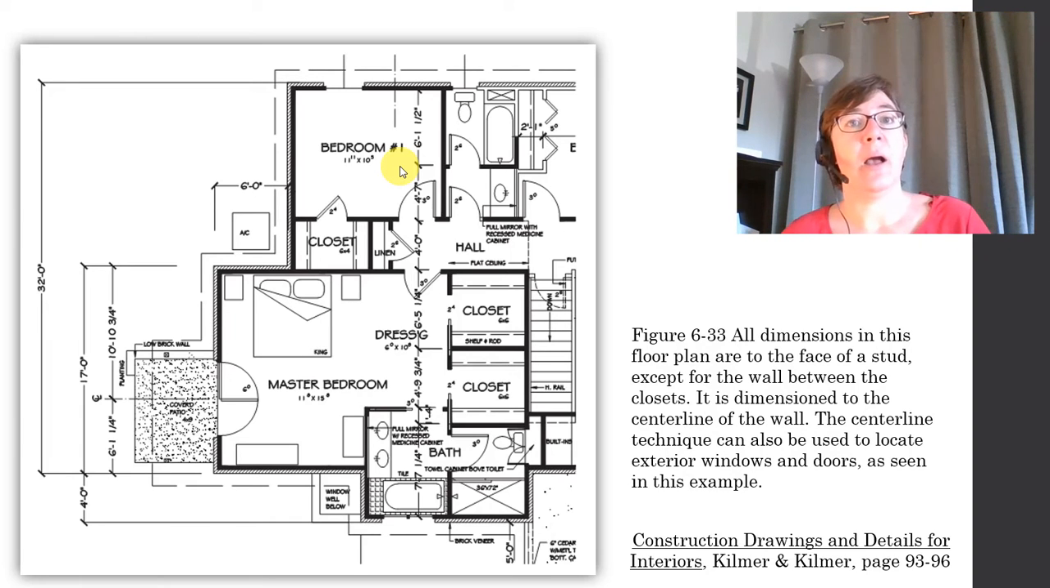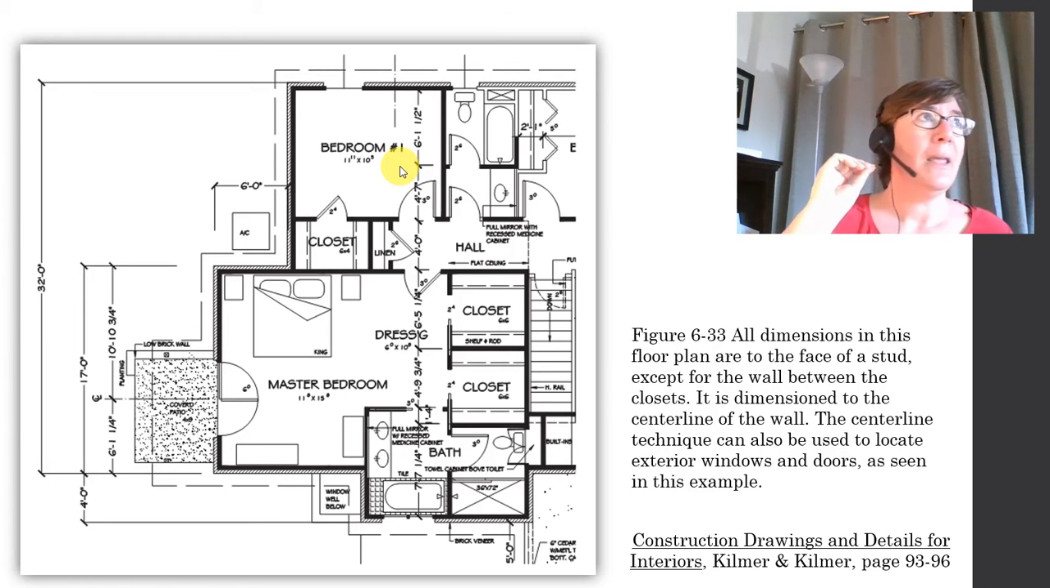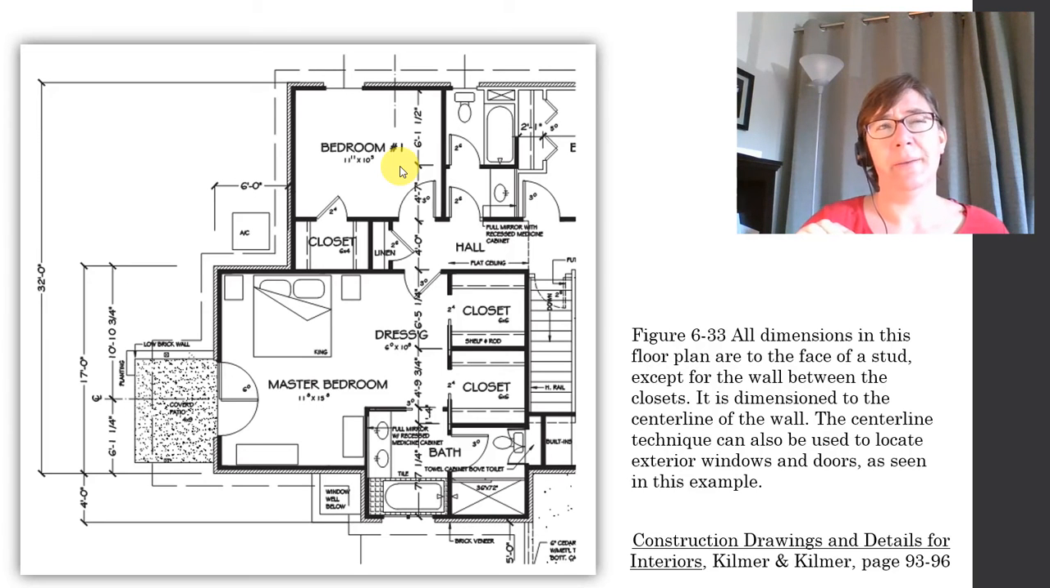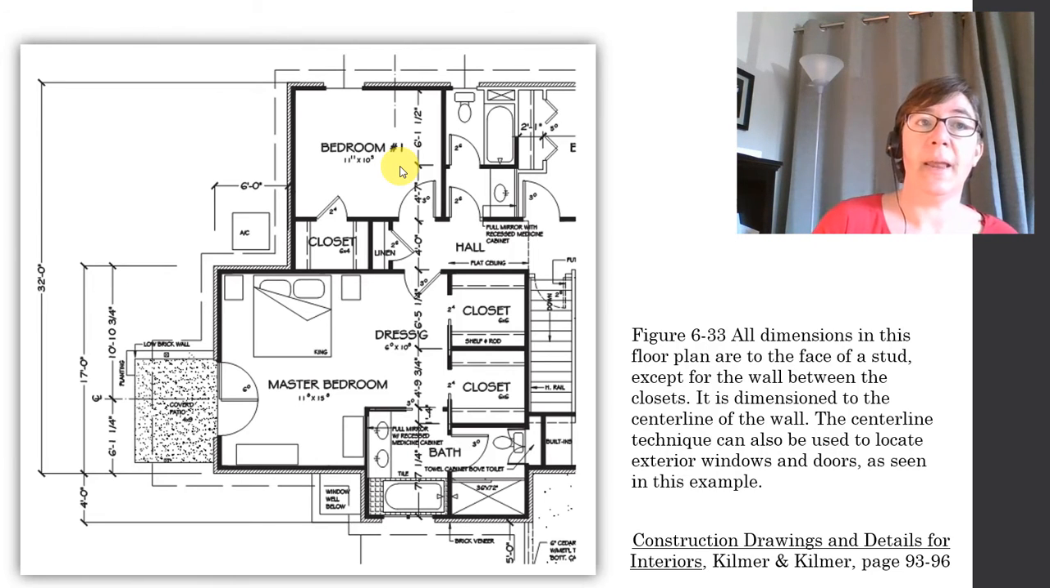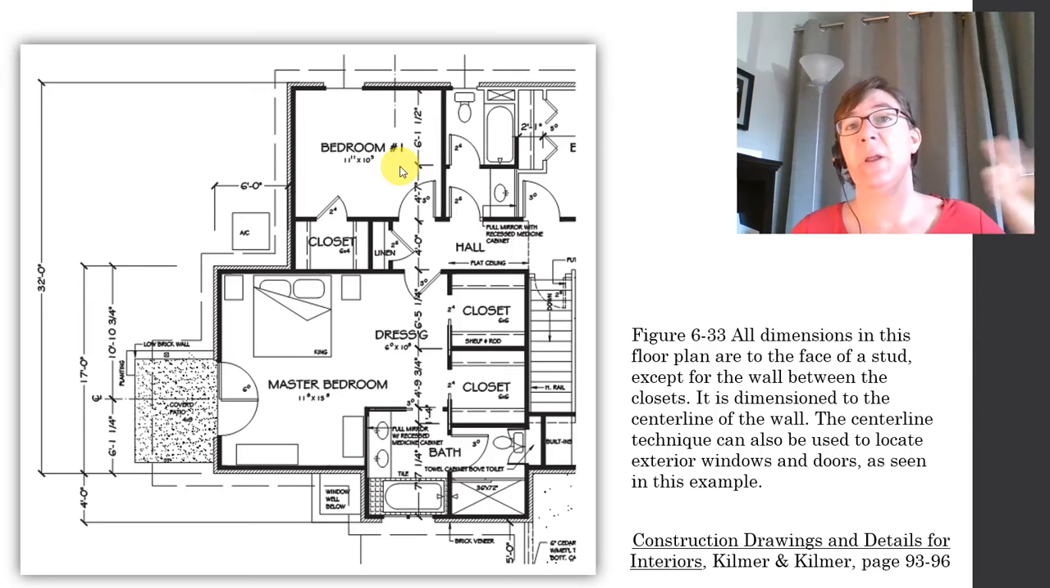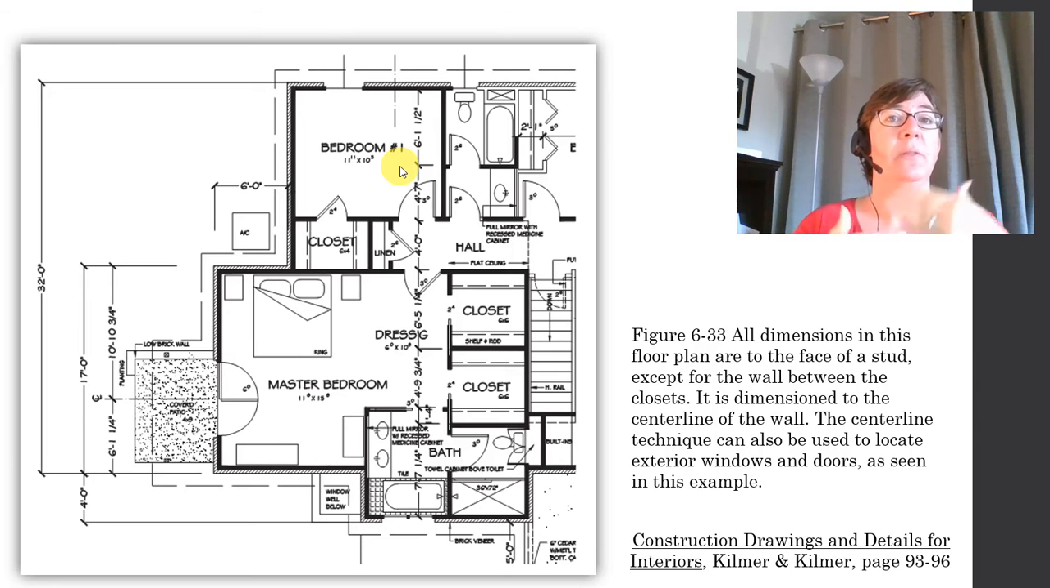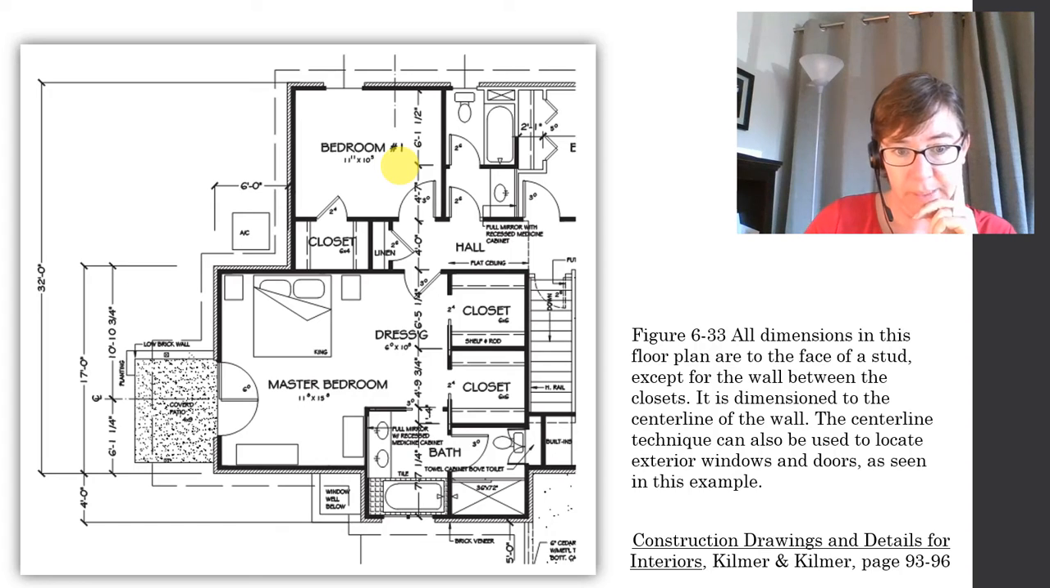Another option is to dimension to the center line of walls. This is popular because it is easy to understand. Right? Everybody can see quickly and easily that you're measuring to a center line rather than referring to some note off somewhere about whether you're measuring to the finished face of the wall or the finished face of the framing. All right, so a center line is going to look like, let's see, there's one somewhere on this drawing.